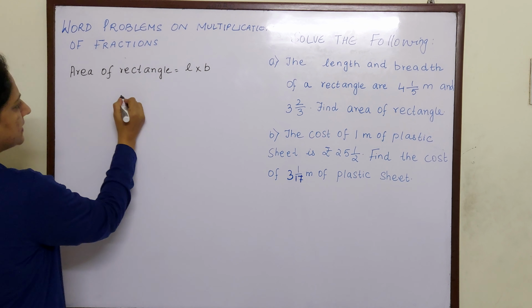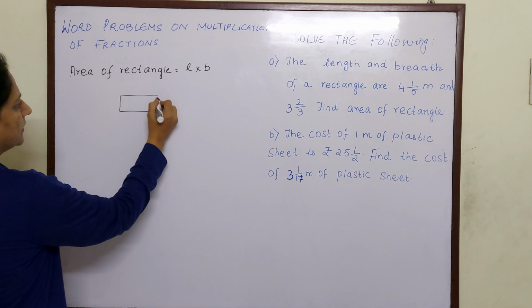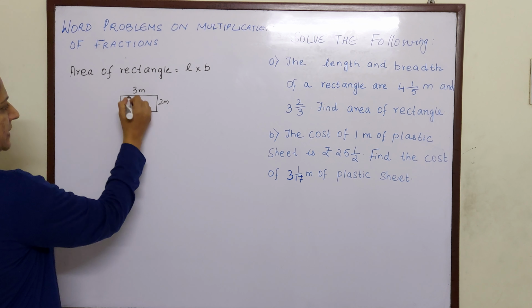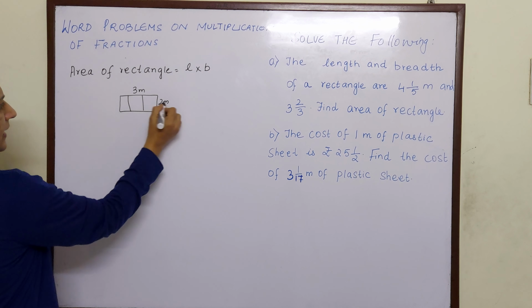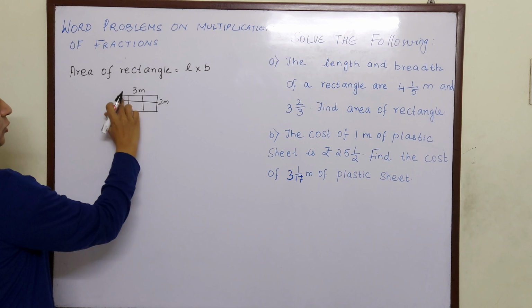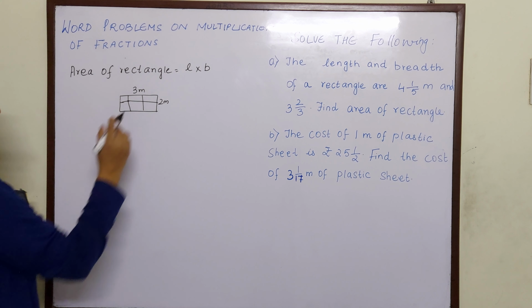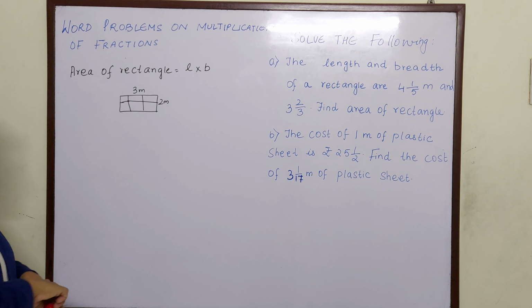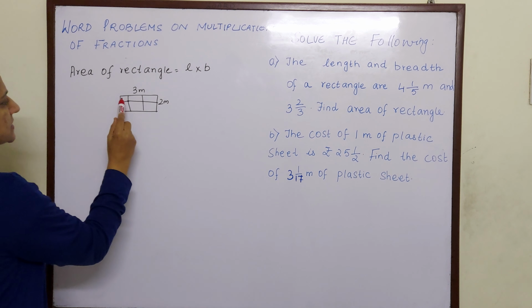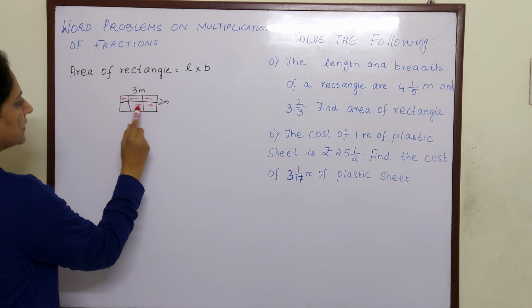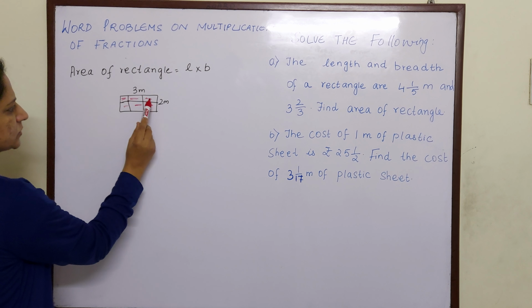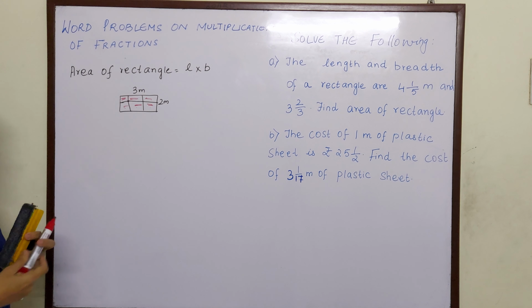Now suppose children there is a rectangle, and its measurement is 3 meter and 2 meter. That means the length is divided into 3 and breadth is divided into 2. And they have asked us what is the area. Now area means it will be inside the rectangle, right? So this is the area, all this put together, whatever area is inside the box. So now let us count this: 1, 2, 3, 4, 5, 6. So we have got the area of the rectangle as 6.